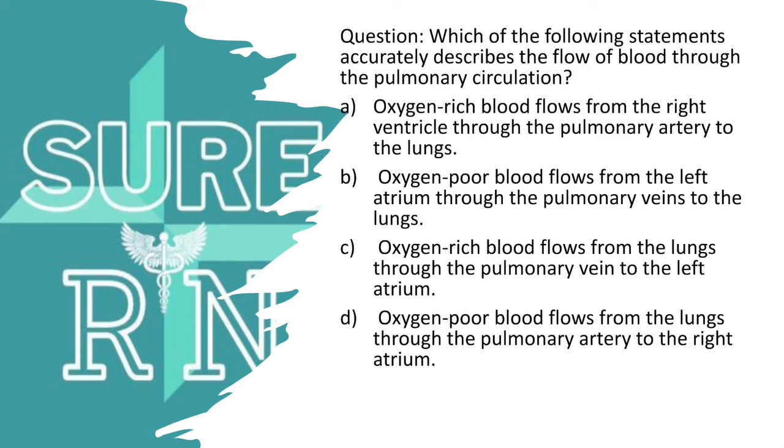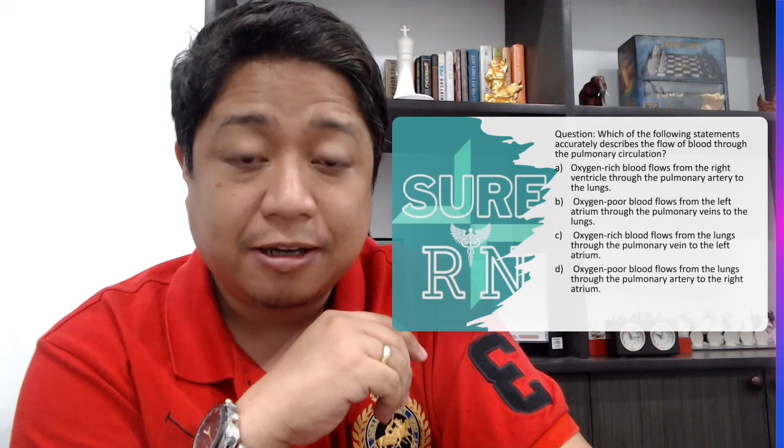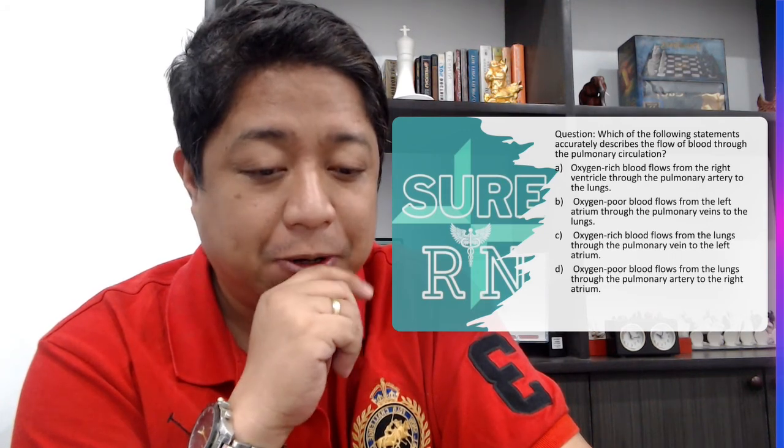How about letter B? Oxygen-poor blood flows from the left atrium through the pulmonary veins to the lungs. Mali din, no? Kasi yung blood na nasa left atrium is already oxygen-rich blood na.